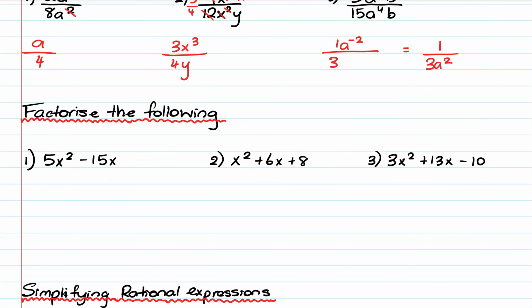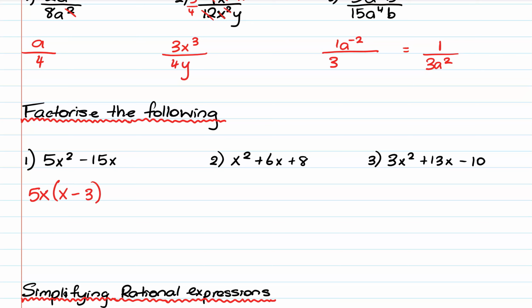Right, so factorizing a common factor in the first one, we've got 5x as a common factor. If I take 5x out, if I divide 5x squared by 5x, I'm just left with x. And if I divide negative 15x by 5x, I'm left with -3. Okay, and you put the x minus 3 in brackets.